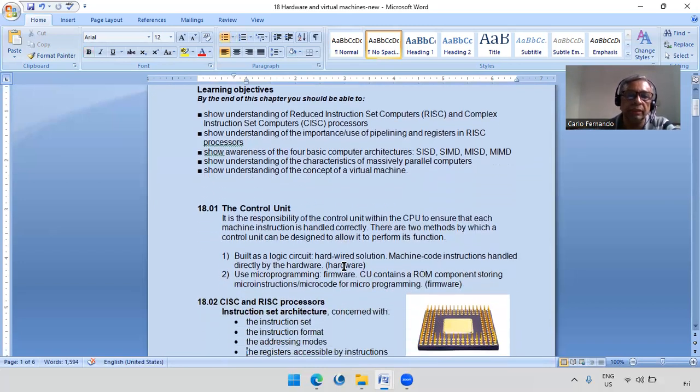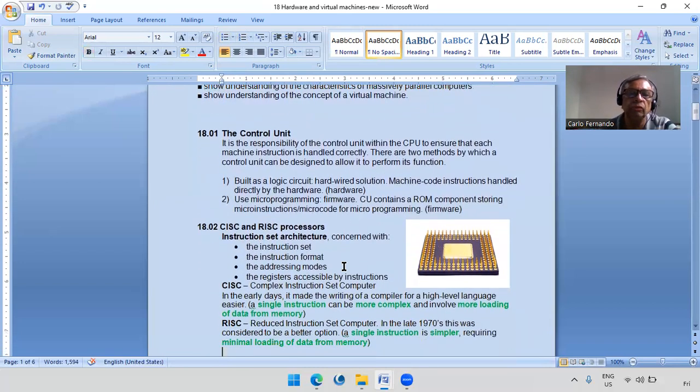The control unit. Where do you get the control unit? You get the control unit. And where is the CPU? Here is the CPU. There are different types, different number of pins. These are pins. In each pin, there is a signal going in to the motherboard. This is fixed to the motherboard.